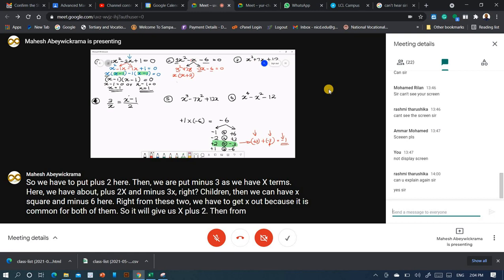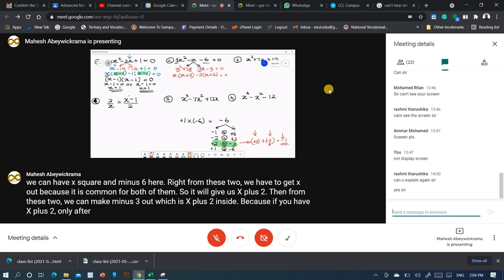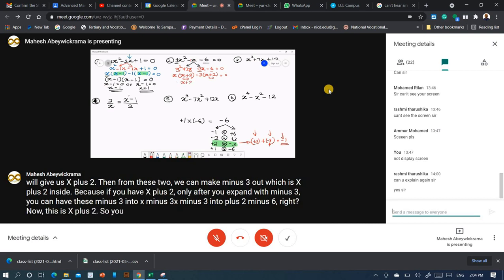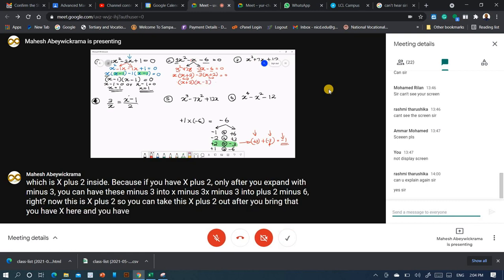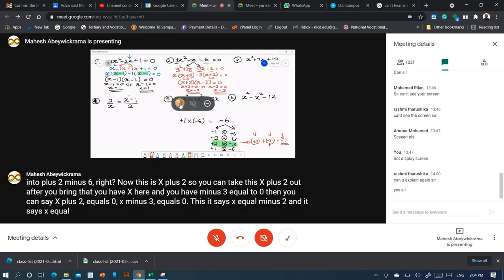Then from these two, we take minus 3 out, leaving x plus 2 inside. Because if you expand x plus 2 with minus 3, you get minus 3 into x, minus 3x, and minus 3 into plus 2, minus 6, right? Now this is x plus 2, so you can take x plus 2 out. After you bring that, you have x here and minus 3 here, equal to 0. Then x plus 2 equals 0 or x minus 3 equals 0. This says x equals minus 2, and this says x equals plus 3, right?